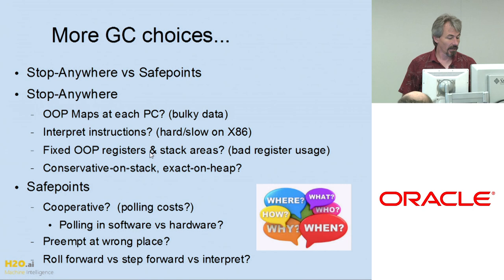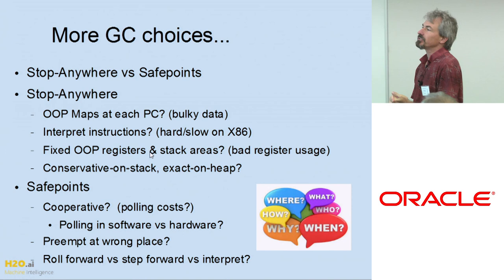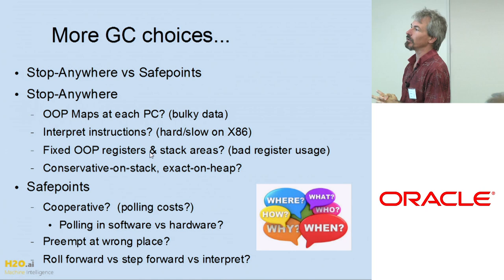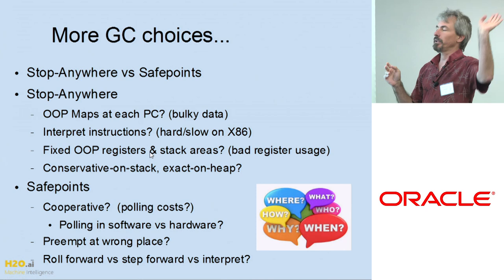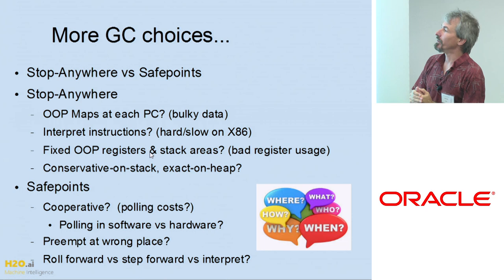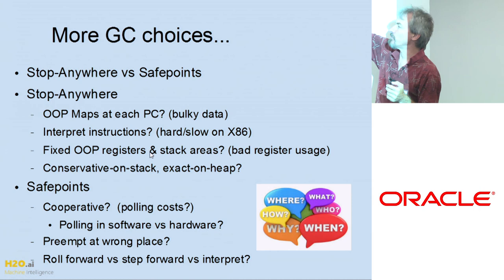More GC choices here, safe points versus stop anywhere. So the issue with safe points is simply find all the pointers when you stop into a GC cycle. So you're on some running thread over here. Some guy over here runs the heap out and needs a GC cycle. You're doing some unrelated thing, has nothing to do with GC, and you don't care. But you got to get stopped and have your stacks crawled. Okay, you get stopped. Where are you holding pointers? Maybe they're going to move, right? So find them. So you have an OOP map at every program counter.